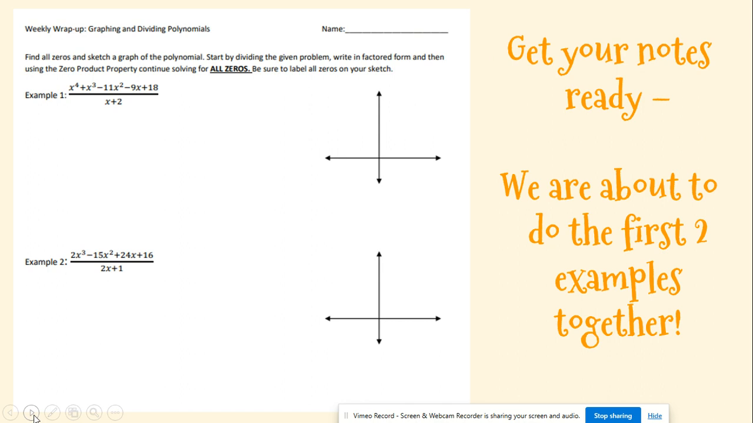So grab your notes. We are going to do the first 2 examples together. The other 4 problems on there are going to become homework, but they are very similar to the 2 problems we are going to do together. So grab your notes, meet me back here.